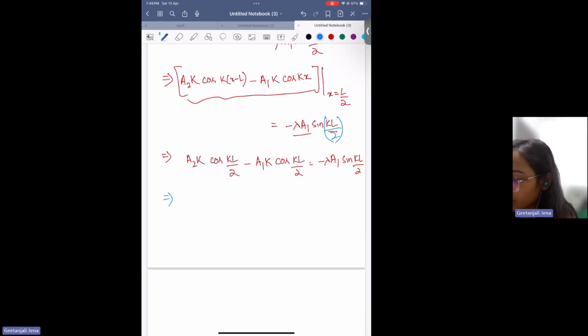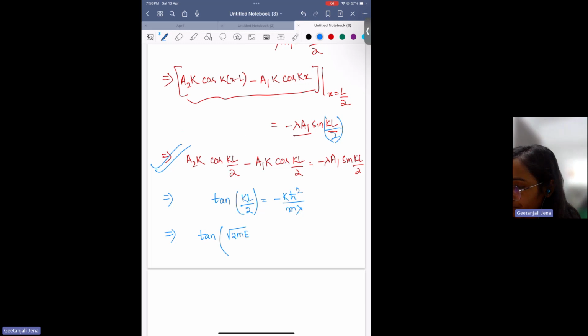Now put A2 equal to minus A1. If you put it and solve it, you will get tan(kL/2) equal to minus kħ² by mλ. So this is the transcendental equation. You have to just rearrange this term. Now in terms of energy, you can write it as root over 2mE by ħ² times L by 2 equal to minus root over 2mE by ħ² by λ. So this is the answer.